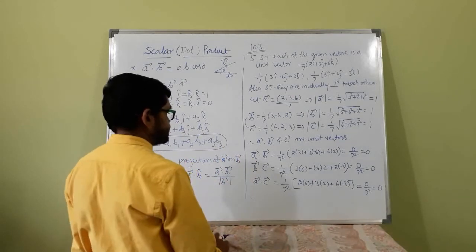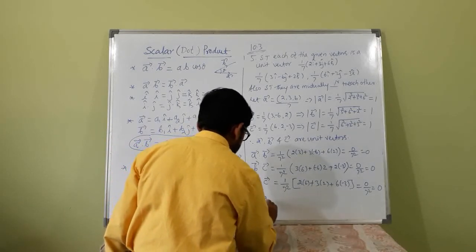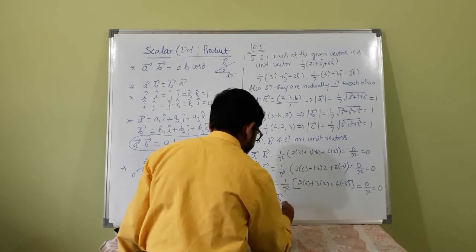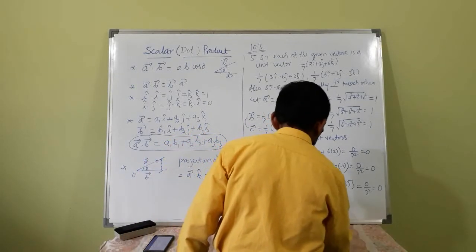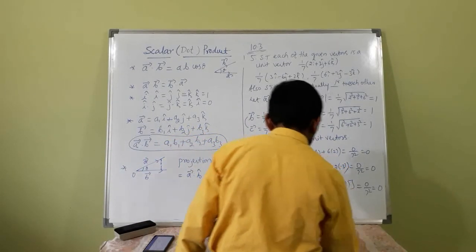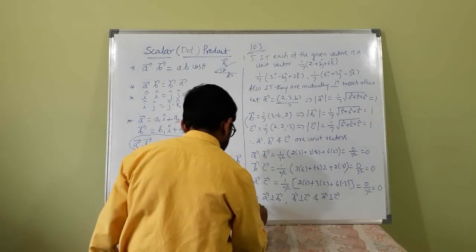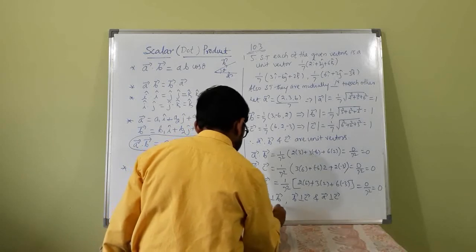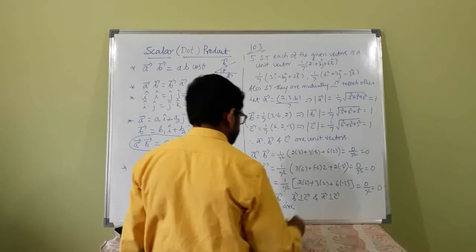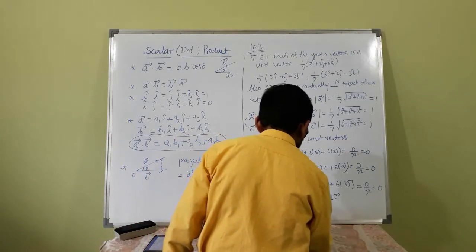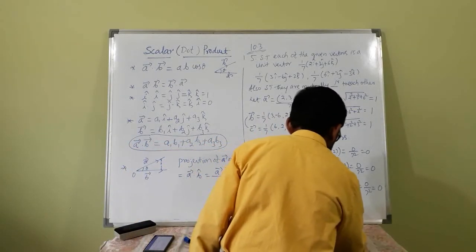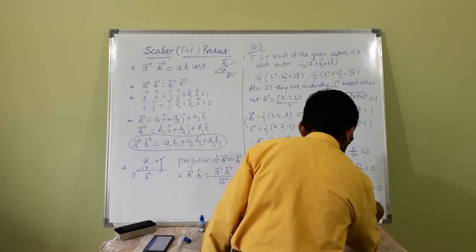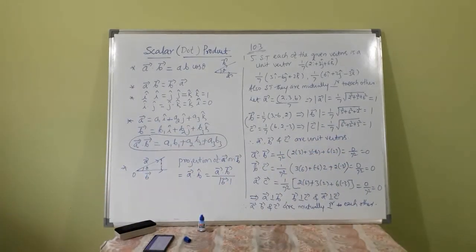Therefore A is perpendicular to B, B is perpendicular to C, and vector A is perpendicular to vector C. Therefore A, B and C are mutually perpendicular to each other. Okay.